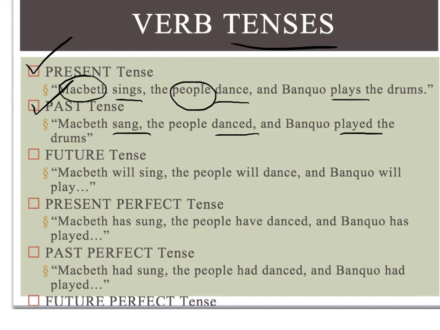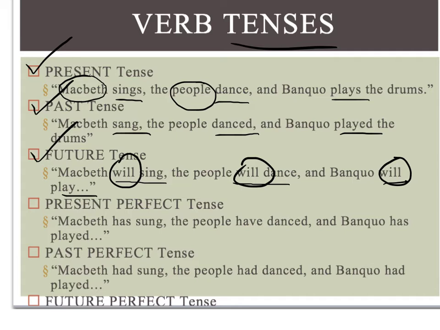We can also talk about actions in the future tense, or actions that will take place in the future. So Macbeth will sing, people will dance, and Banquo will play the drums. Notice how now that since the actions are taking place in the future, we need to add a helping verb to the base verb. So the word will that you see here being circled is a helping verb that gives us more information about the verbs in those sentences.